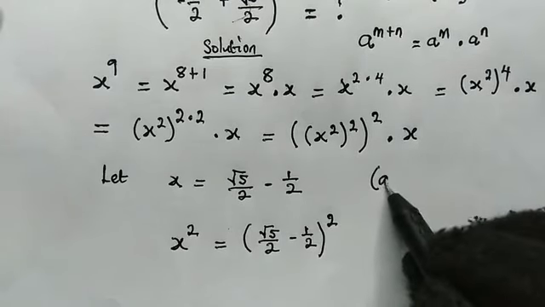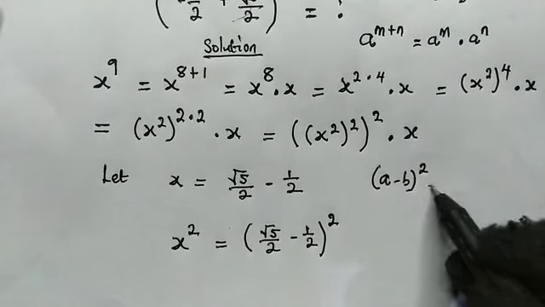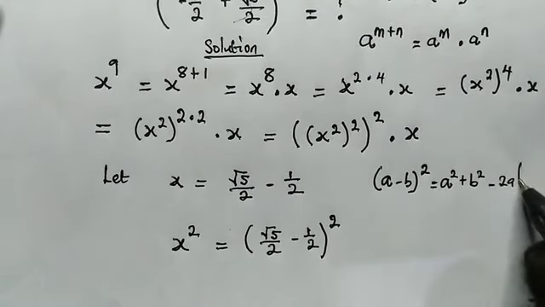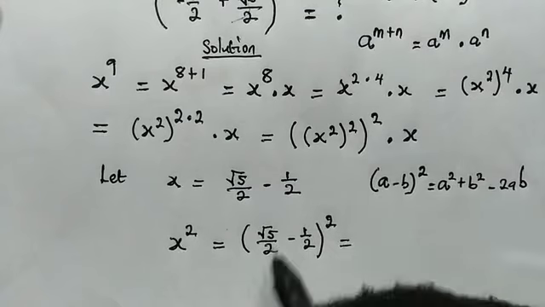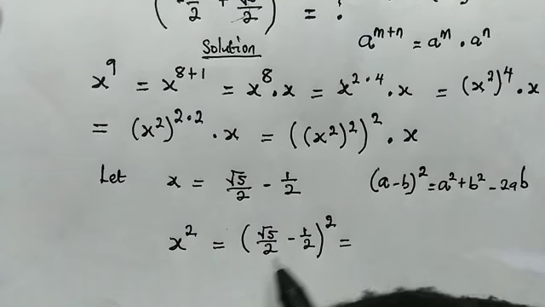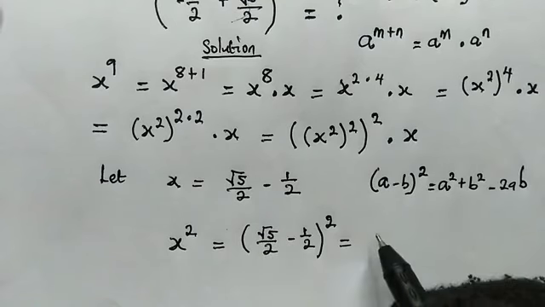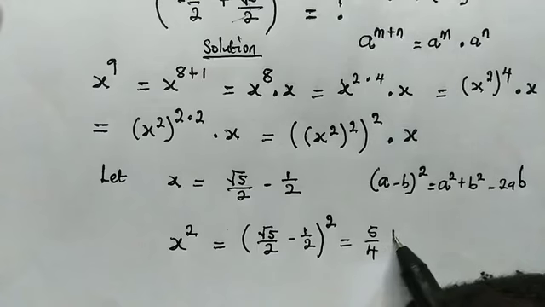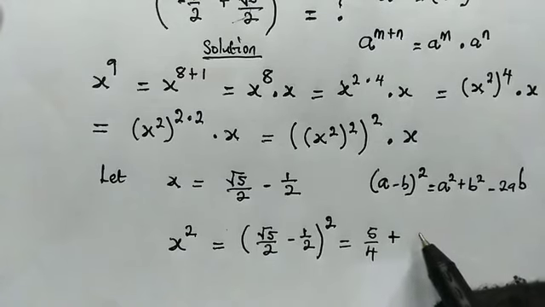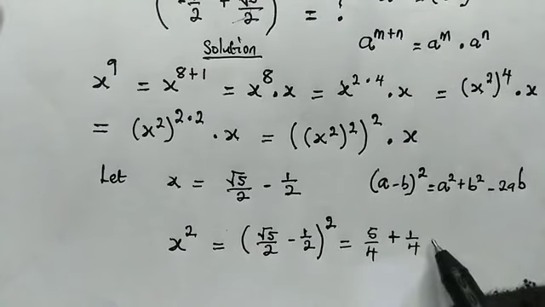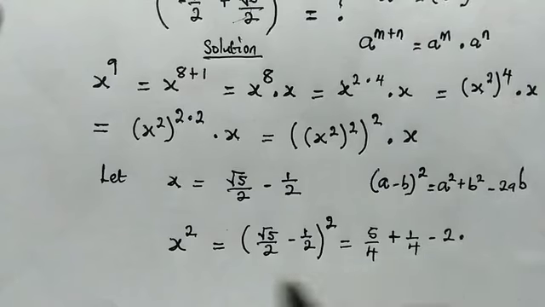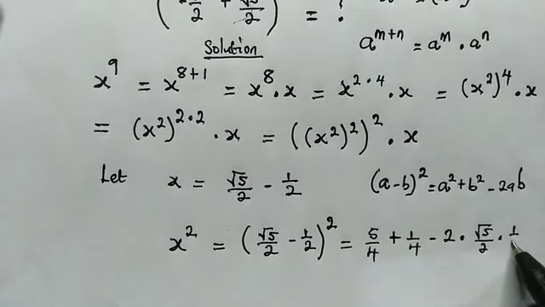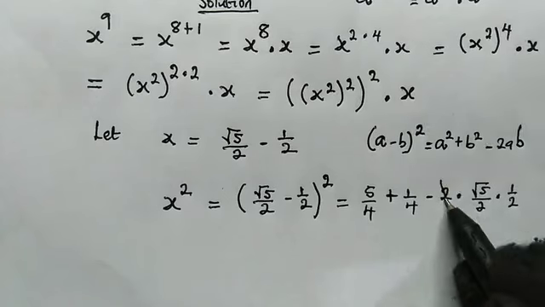Make use of this nice algebraic identity: a minus b squared will be equal to a squared plus b squared minus 2 times a times b. So this will be equal to root of 5 over 2. If you square it, remember root of 5 squared is 5, divided by 2 squared, which is 4. Then we have plus this term right over here, 1 over 2 squared is 1 over 4. Then we have minus 2 multiplied by the first term, root of 5 divided by 2, multiplied by the second term, 1 over 2. So the 2 cancels here.